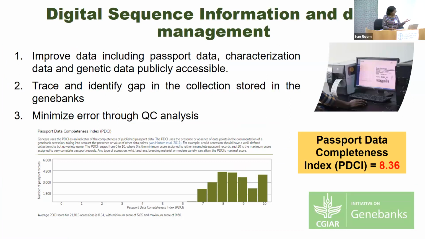This digital sequence information is also very important to curate passport data. Like I told you, when you have a problem of taxonomy and you don't exactly know the species of what you have collected in the field, marker information will help you to classify the genetic resources that you have collected and to minimize errors in your passport data.